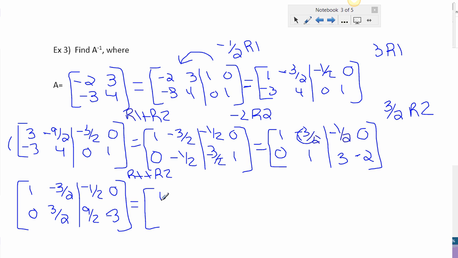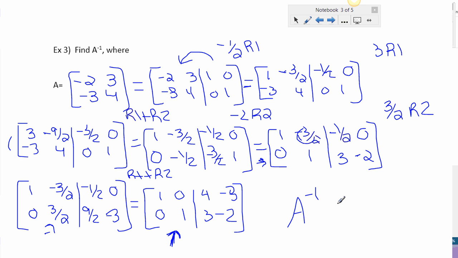1, 0, 4, -3, and then this row 2 is going to go back to what it was before we adjusted it: 1, 0, 3, -2. So now if you look here, this is exactly what I wanted. So my inverse is what's on the right hand side. 4, -3, 3, -2.